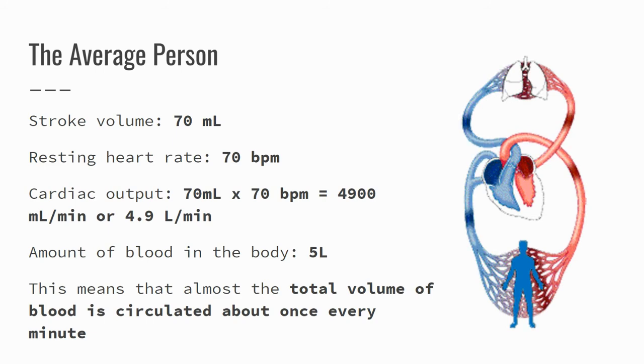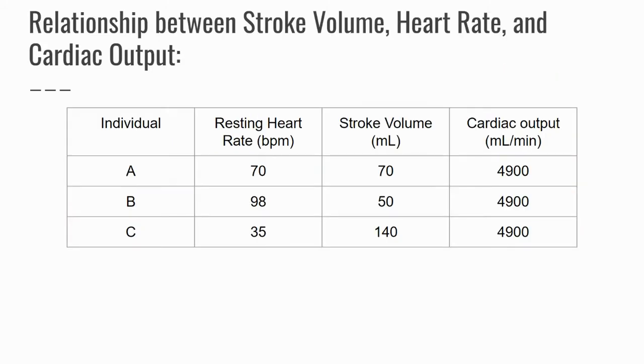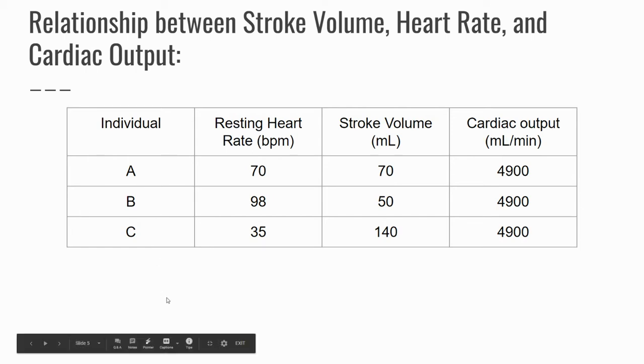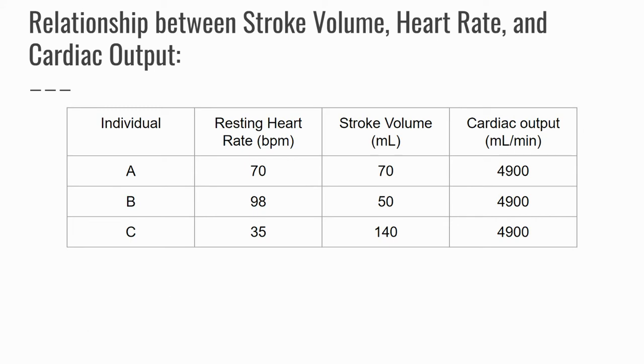There is a little chart that you should be filling in all the bolded terms with at this point. So let's look now at the chart provided of the relationships between stroke volume, heart rate, and cardiac output. In this graph, individual A is your average individual: resting heart rate, stroke volume, cardiac output. You'll notice the cardiac output is the same for everyone. So everybody is approximately pushing all the blood around their body every minute.